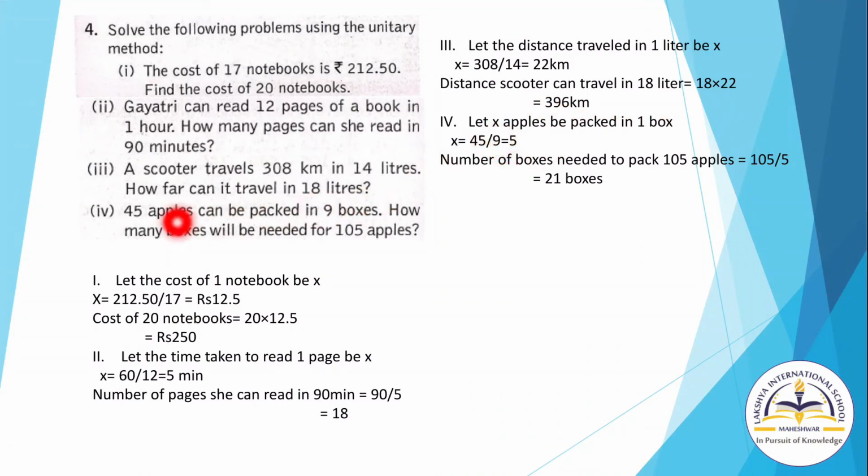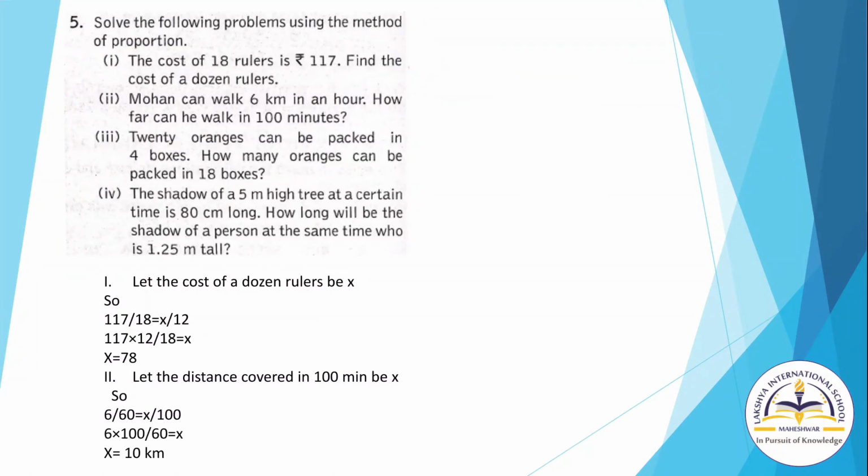Now question number 4, 45 apples can be packed in 9 boxes. How many boxes will be needed for 105 apples? Now let x apples be packed in one box, so x equals 45 by 9, you will get 5. Now the number of boxes needed to pack 105 apples, that is 105 divided by 5, you will get 21 boxes. It means we need 21 boxes to pack 105 apples.